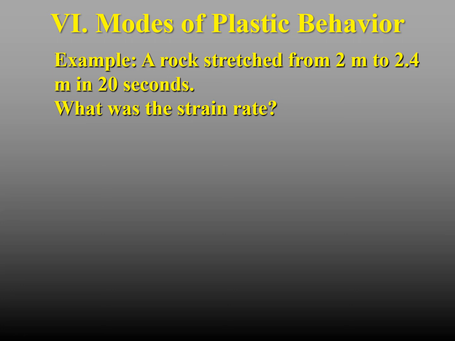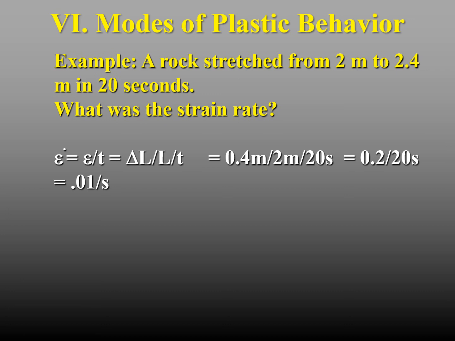20%. But it takes 20 seconds to do that. So every second you're straining by 1%, 0.01. So your strain rate is your strain divided by time. Your strain is change in length over original length. 0.4 meters over 2 meters is 0.2. Units cancel out, meters go away. 0.2 divided by 20, 0.01 per second, 1% per second.